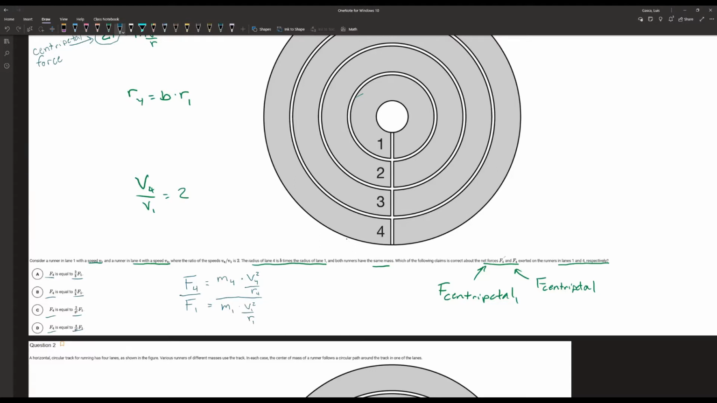Now we can go ahead and make some substitutions because we've been told about them. For instance, we know that both runners have the same mass. So when we do this comparison or this ratio, this part doesn't really matter.